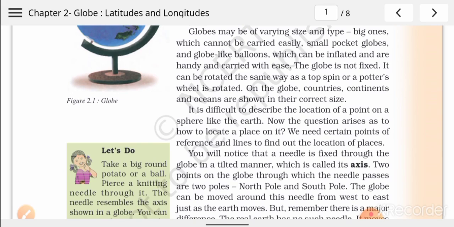It is difficult to describe the location of a point on a sphere like the Earth. Now the question arises of how to locate a place on it. We need certain points of reference and lines to find out the location of places.